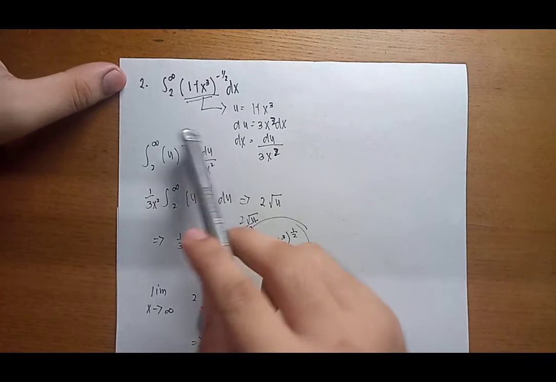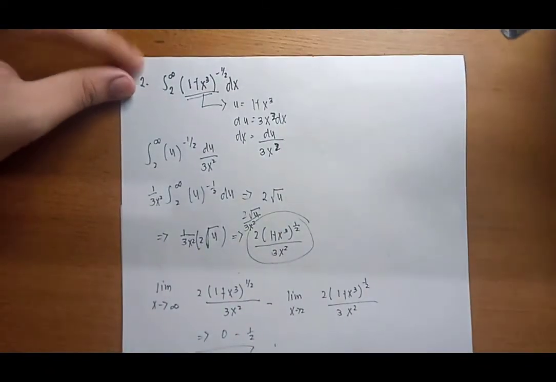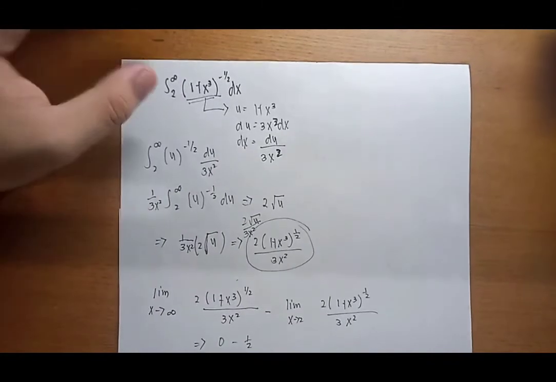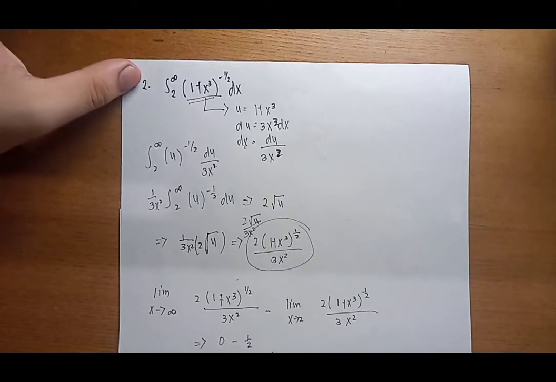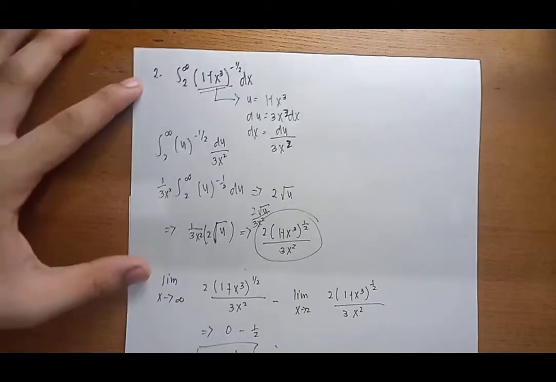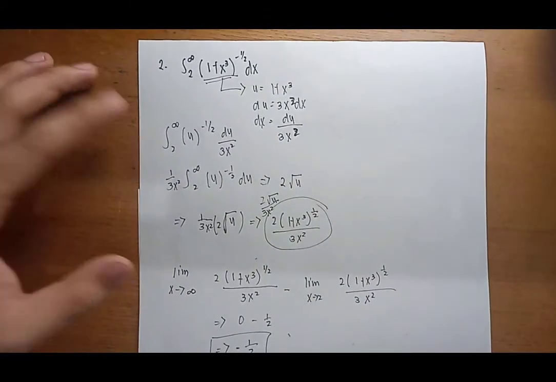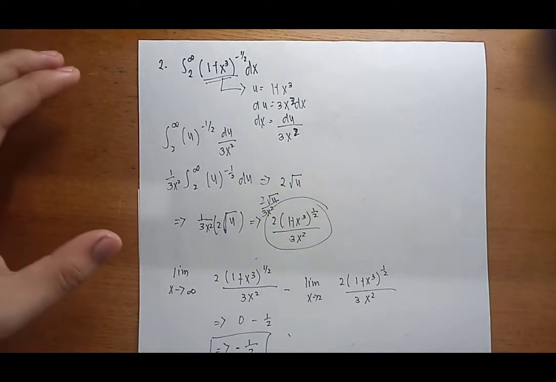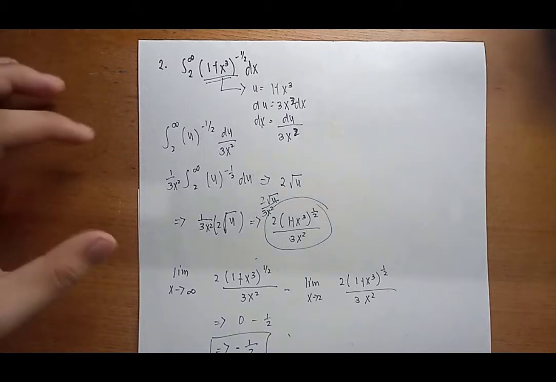So now we will first integrate (1 + x^3)^(-1/2) dx. We will use substitution, and we let u equal 1 + x^3, du equal 3x^2 dx, and dx equal du over 3x^2. Substituting this, we now have the integral of u^(-1/2) du over 3x^2 from 2 to infinity.